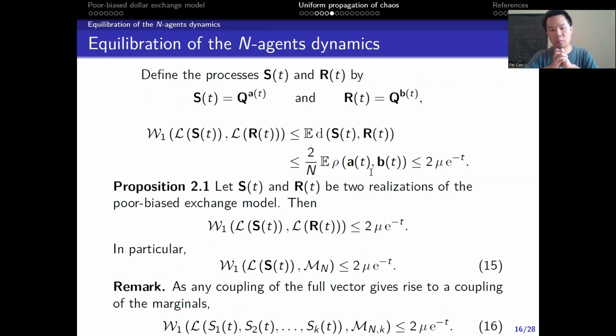In the end, we have Proposition 2.1, which says that if you start the pairwise exchange model with two initial configurations, their Wasserstein distance has a bound which is independent of n. This is very important. In particular, if you fix n and t, you have a bound on the distance between the law of the full process and its thermodynamic equilibrium, the binomial distribution, that is independent of n. Of course, a coupling of the full vector gives a coupling of the marginals, so passing to the marginal, you have this bound.